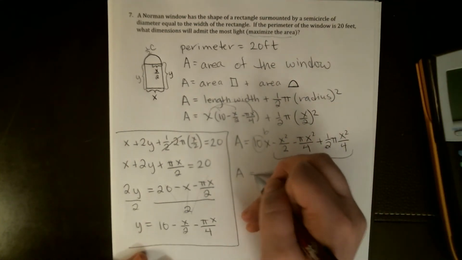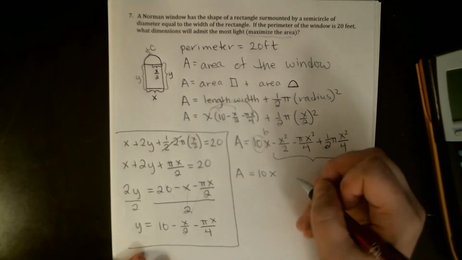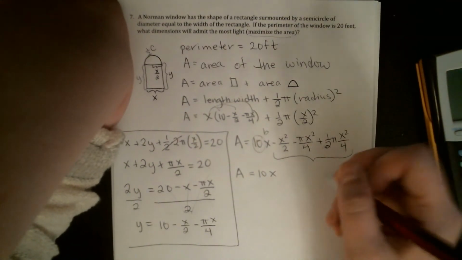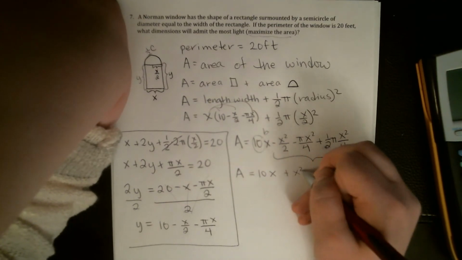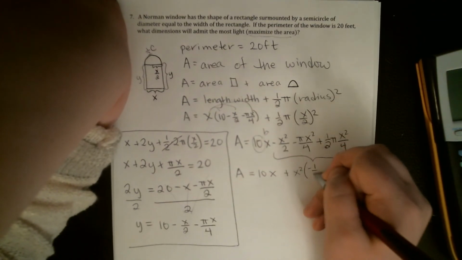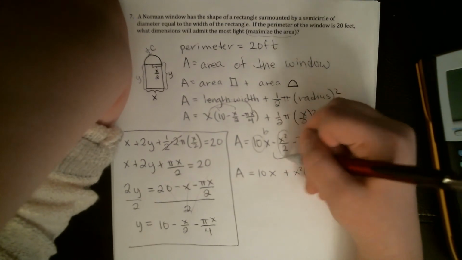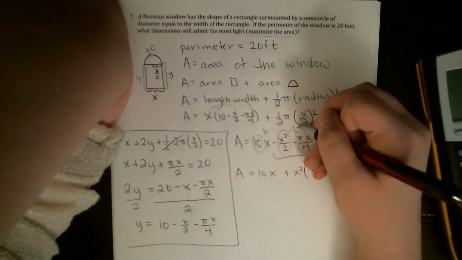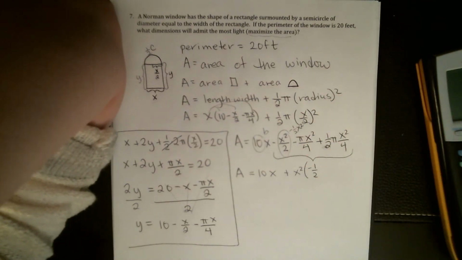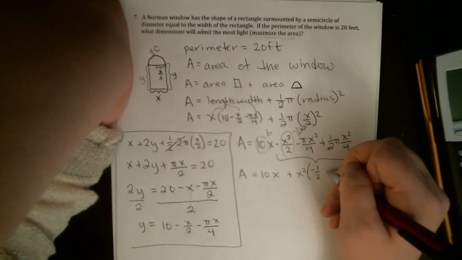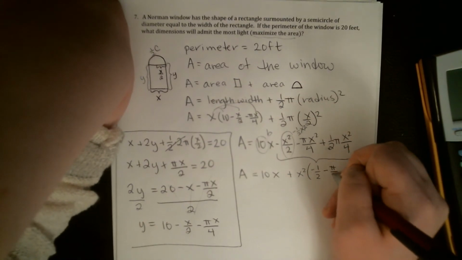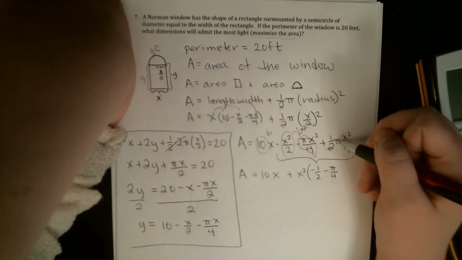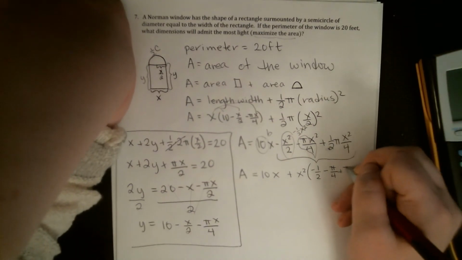So I'm going to rewrite just a little bit. I'm going to say I have a 10x, and then, what do I want to say here? If I factor out an x squared, I get a negative 1/2. Remember, dividing by 2 is the same as multiplying by 1/2, so this is the same as a negative 1/2 x squared. And then I have a minus pi over 4 from this one. And then here, I'm going to simplify a little. What I really have is a pi over 8.